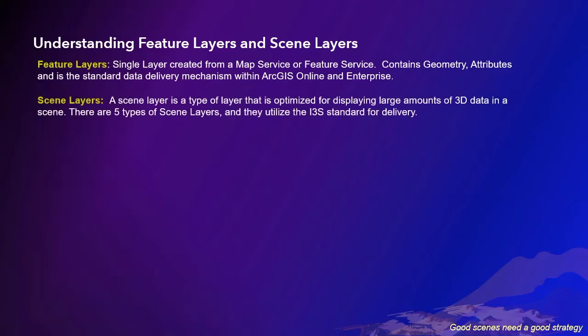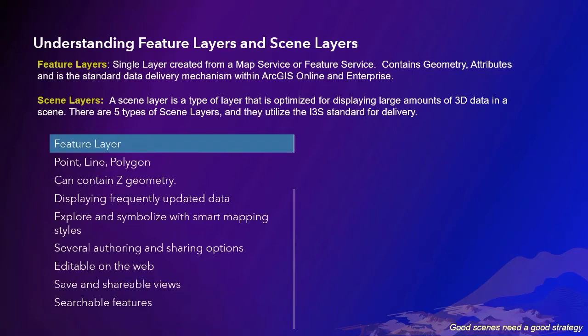Scene layers are a type of data that's really optimized for large volumes of 3D data. And there are many different types of scene layers, and they have their own kind of standard for delivery. They're cached data, and they're cached in a way that's pyramided with multiple levels of detail, not unlike the way that you would think about pyramiding a raster for quicker imagery delivery, for example.